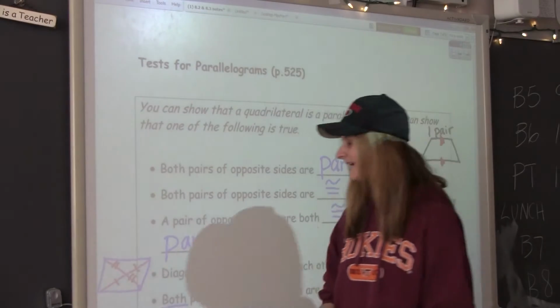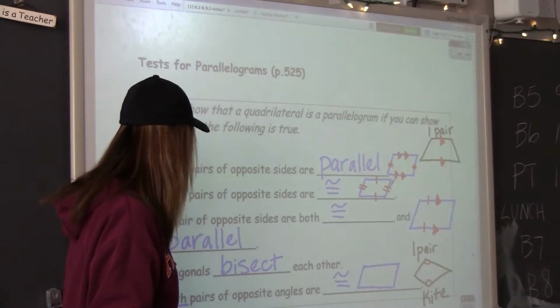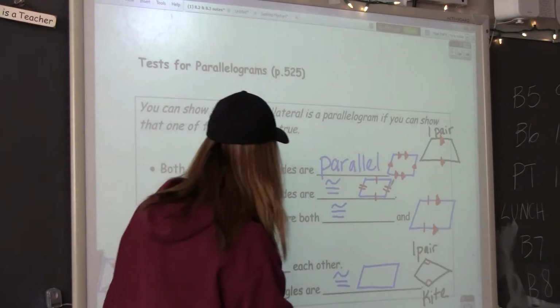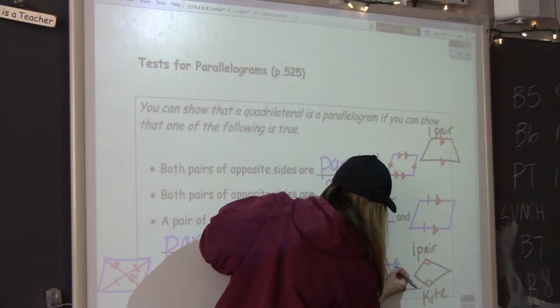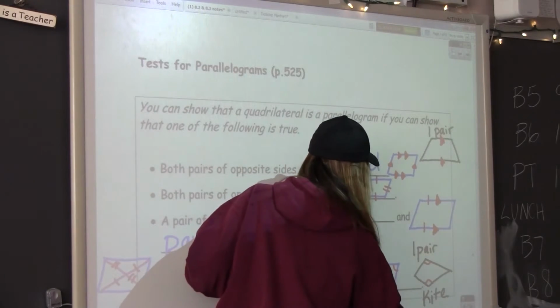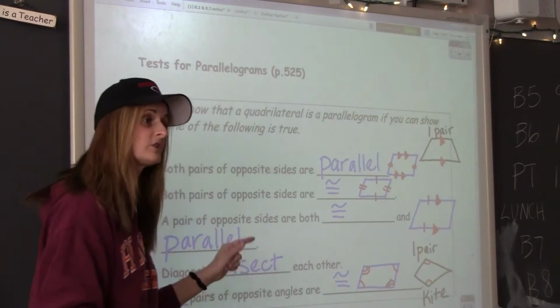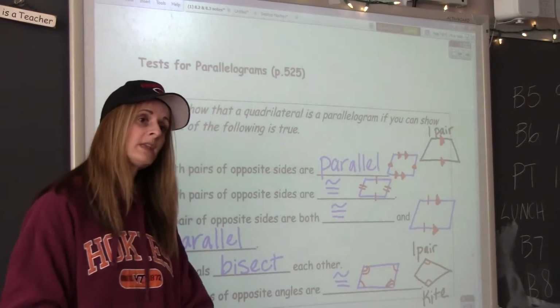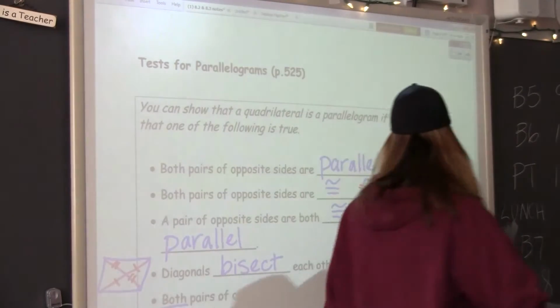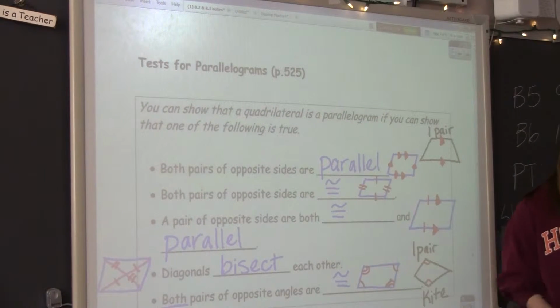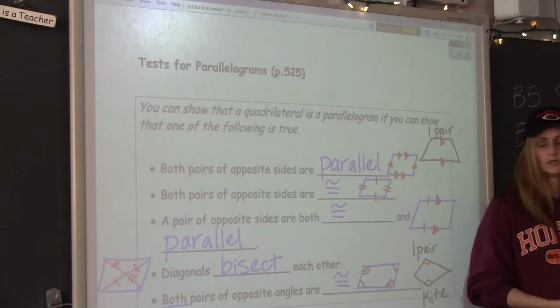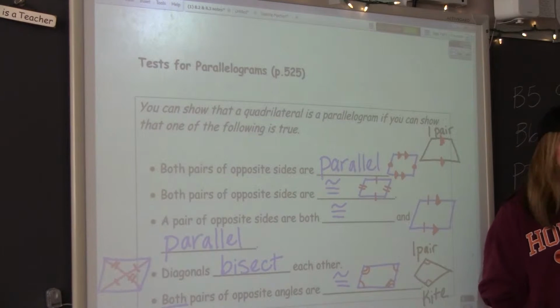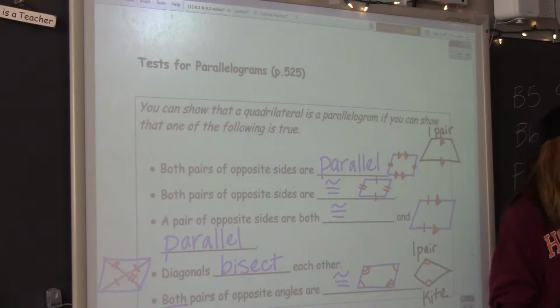Okay, and last information, you could have both pairs of opposite angles are congruent. Let me draw that. All right, if you know that both pairs of opposite angles are congruent, you've got yourself a parallelogram. How are we doing? Good. If you only have one pair of opposite angles congruent, you could have a kite. You might not have a parallelogram. You need both pairs in order to be for sure that you have a parallelogram. We haven't learned about kites yet either, but that's coming.